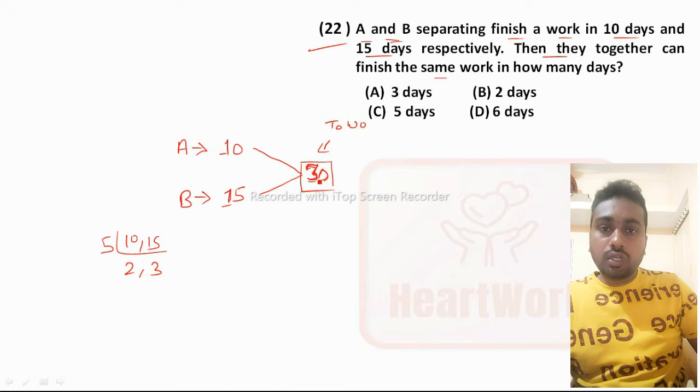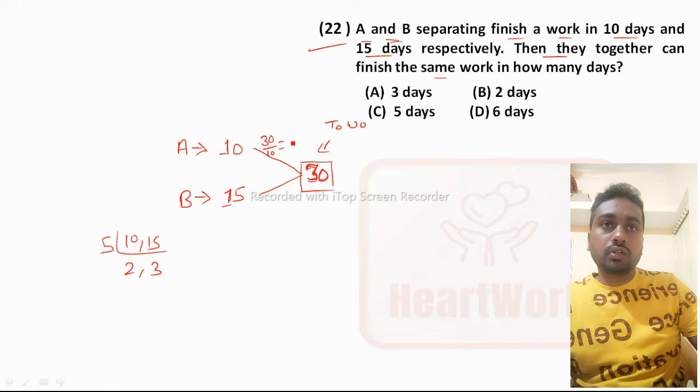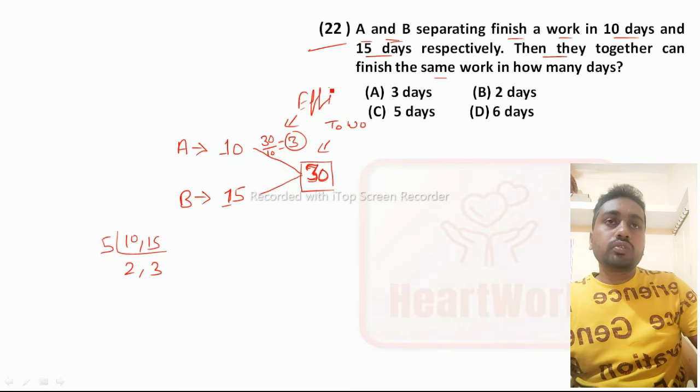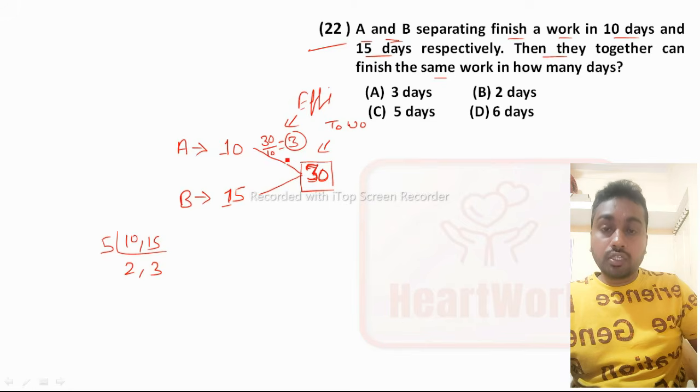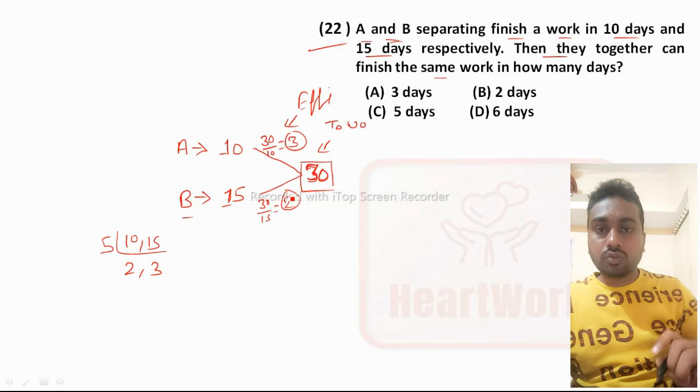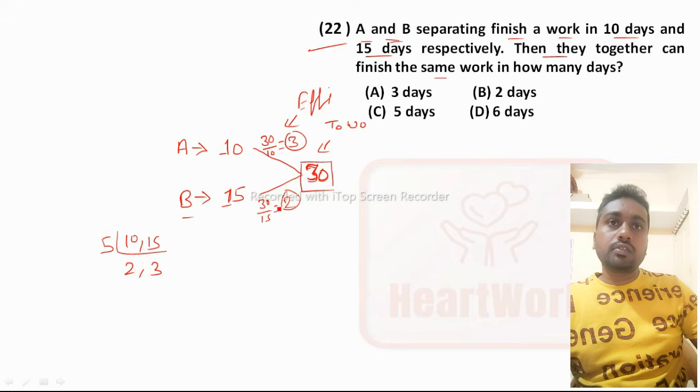This 30 work is there. So in one day, how much work is A doing? Directly you can do 30 by 10, because A can complete this 30 work in 10 days. So 30 by 10 is equal to 3. This is called efficiency. So A is going to finish 3 work in a single day. That's why it is taking 10 days to complete this 30 work. Likewise for B, 30 divided by 15 is equal to 2. So B is going to finish 2 work in a single day. That's why he is taking 15 days to complete this 30 work.